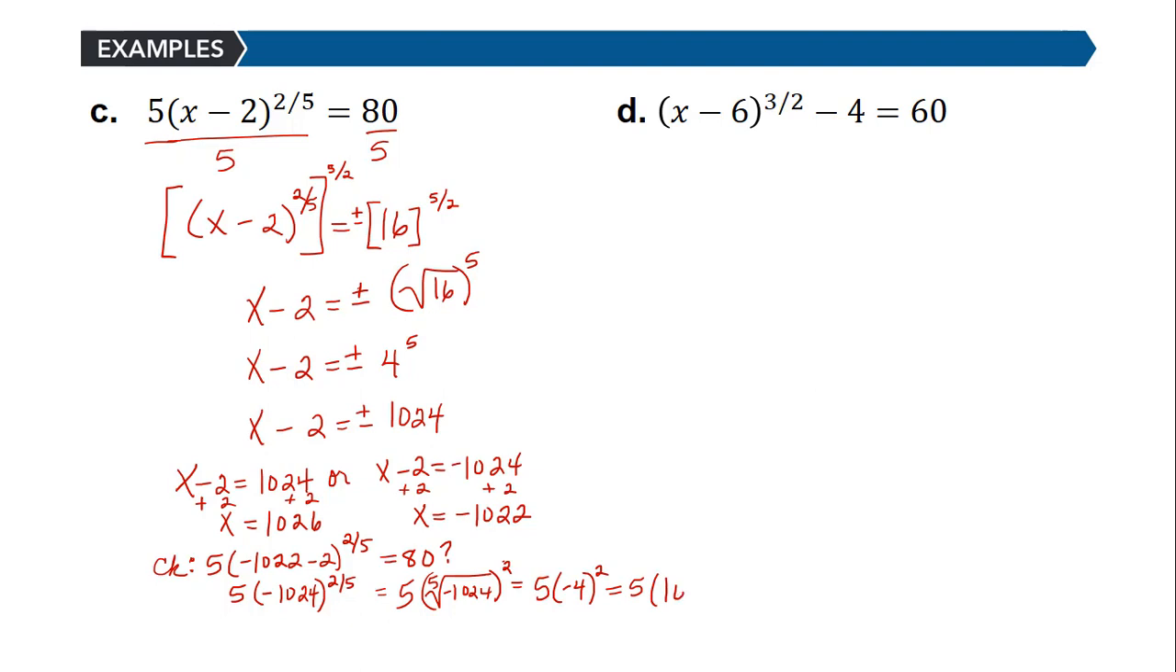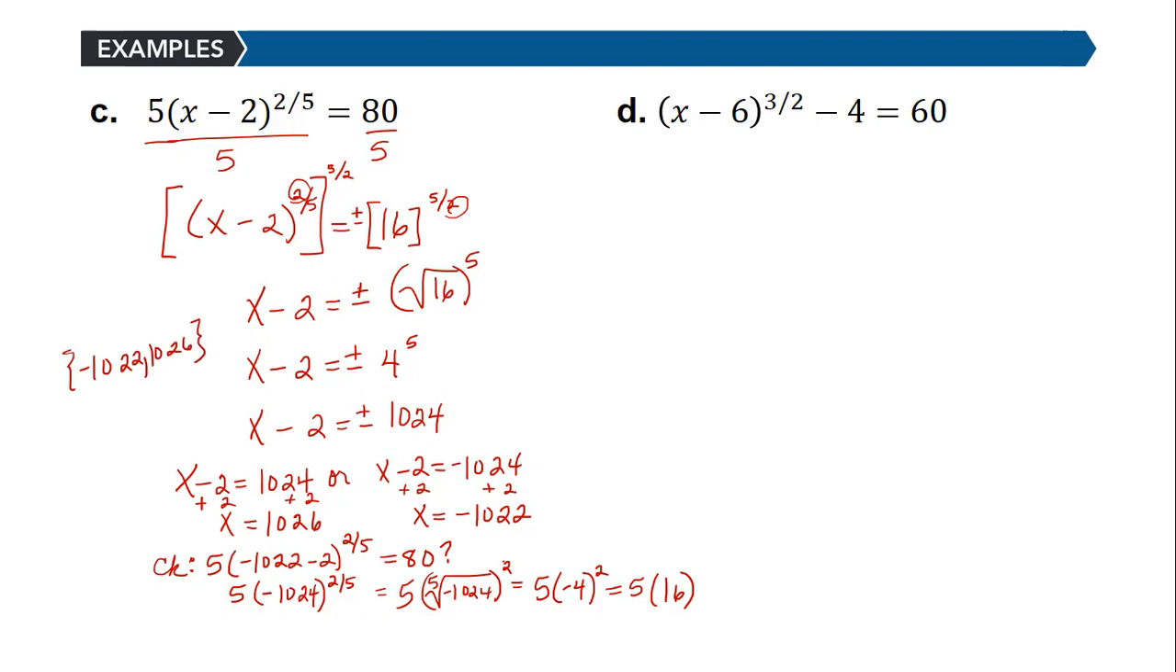get 5 times positive 16, and that's why we have two solutions, because when we did the reciprocal and the denominator was even, that meant that the numerator of the original one was even. And so after we take the root and raise it to an even number, we get a positive value. And there are two values, the positive and negative, that can give you the same squared result. And that's why we have to have a plus or minus when the denominator of the power we're raising this to is even. So our solution set would be -1022 and 1026.